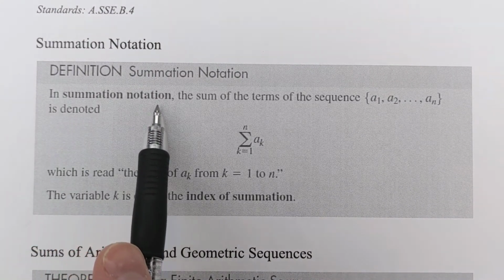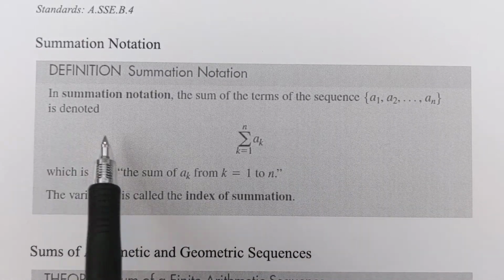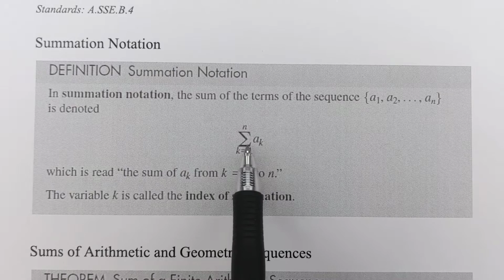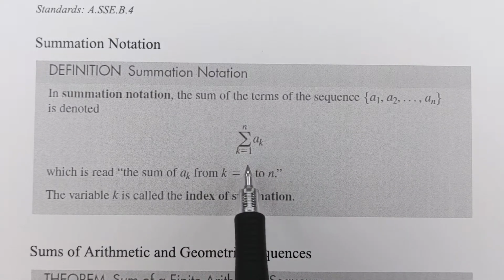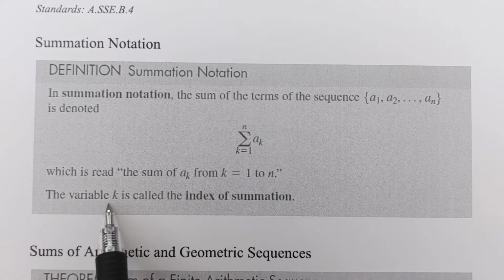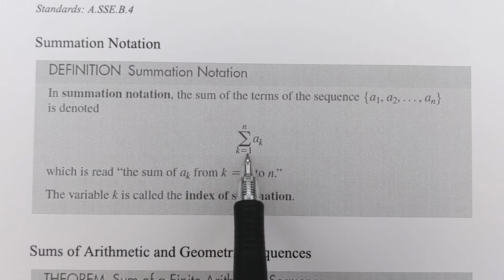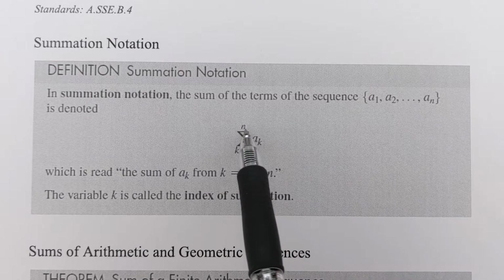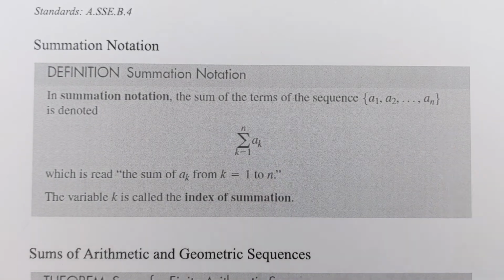In summation notation, the sum of the terms of the sequence a1, a2, a3, so there's your sequence, is denoted with the Greek letter sigma, k equals 1 to n of a_k, which is the sum of a_k from k equals 1 to n. The variable k is called the index of summation: first term, second term, third term. You don't necessarily have to start at 1. You go up to the nth term. So if you want to do the first 10 terms, it'd be k equals 1 up to k equals 10.